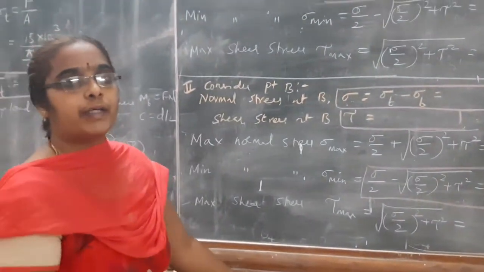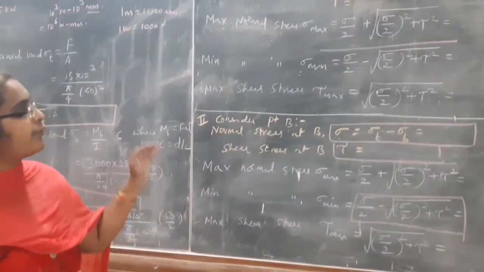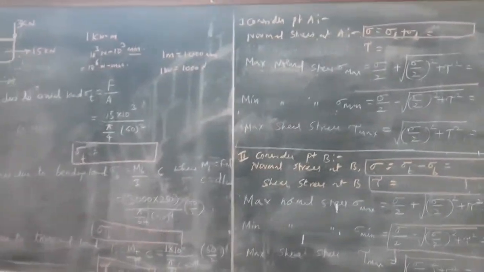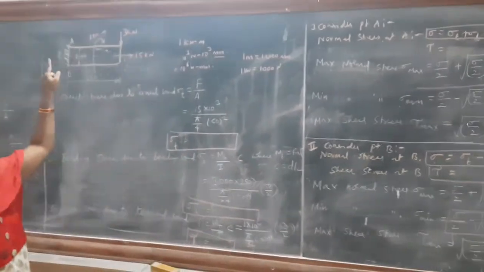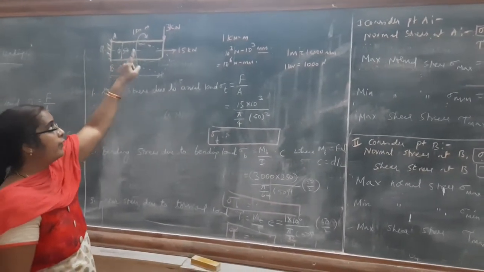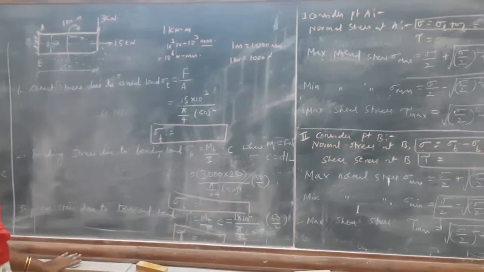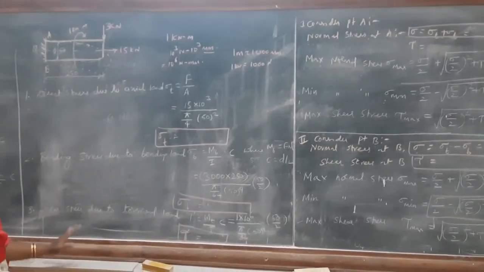This is how we can calculate the maximum and minimum normal stress at points A and B. This is a problem of combined loading, where three loads are acting simultaneously. It is very important from an exam point of view, so solve this problem.